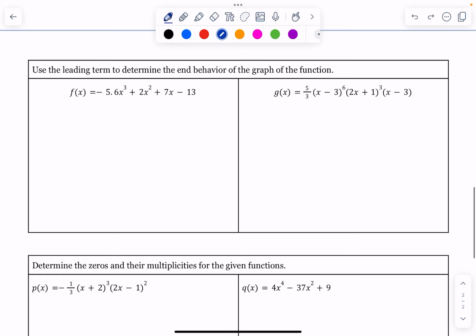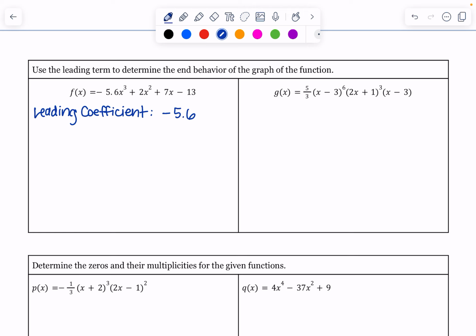All right, use the leading term to determine the end behavior of the graph of the function. So we need to make sure that this is in order, and we do have x cubed, x squared, x, and then no constant, so it is in order. So here we have the leading coefficient is negative 5.6, and the degree of our polynomial is 3, which is odd.